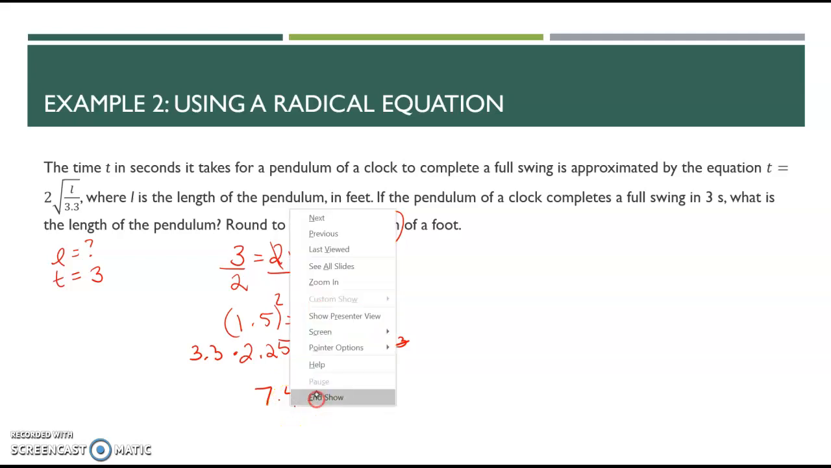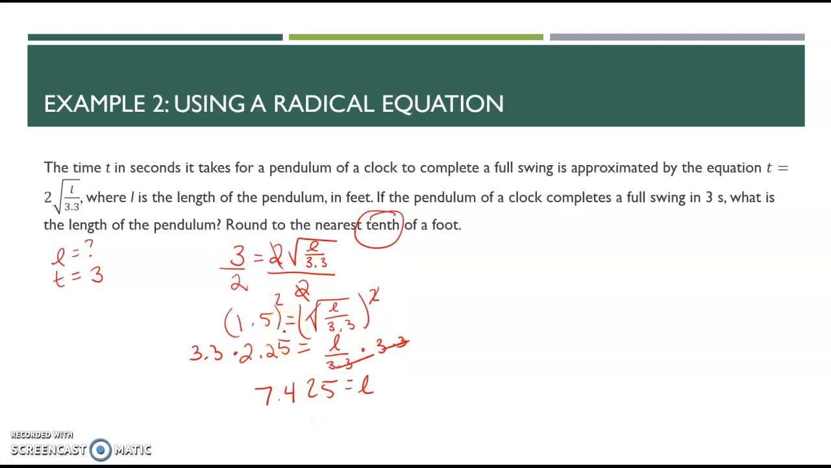Then it wants us to round to the nearest tenth of a foot, so this is where I want to be. Does the 2 change the 4? The answer is no, so our length is approximately 7.4 feet. And that is the length of our pendulum. Our next step is really we should check it. I have already done the checking for you, but after we go through all of our steps, working through the inverse operations, we come up with our final answer.